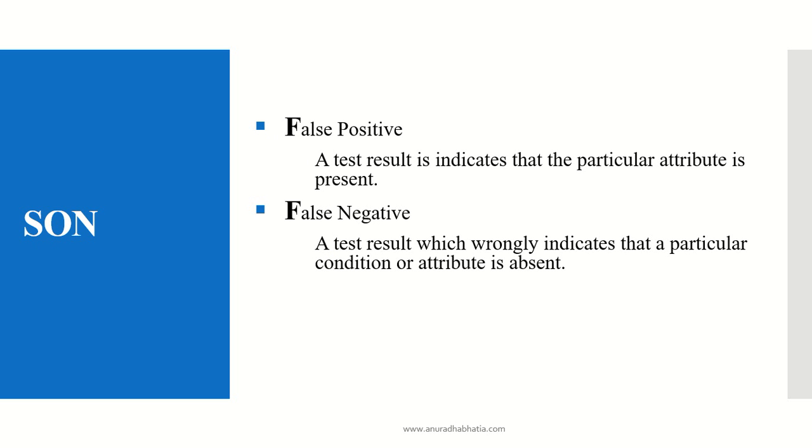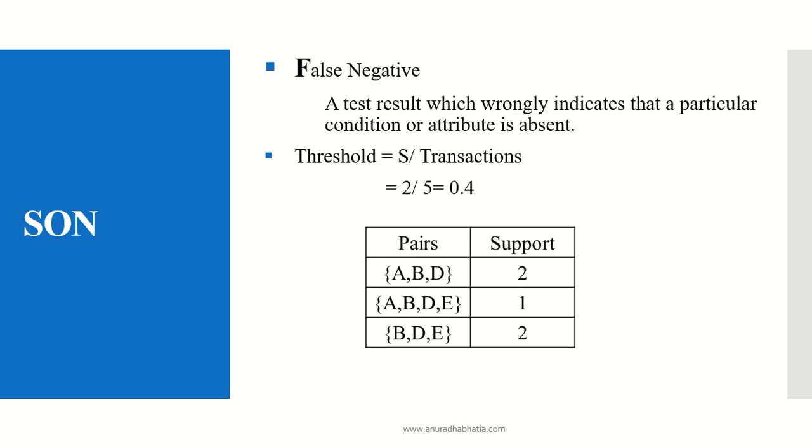Now these are two important statements that we need to consider. What is a false positive and what is a false negative? A false positive, a simple definition, is a test result which wrongly indicates that a particular attribute is present. And a false negative is a test result which wrongly indicates that the particular condition or attribute is absent. The SON basically proves that false negatives are not present. That is, it works for this false negative criterion. Now how does it work? It says a result which wrongly indicates that a particular condition or attribute is absent.